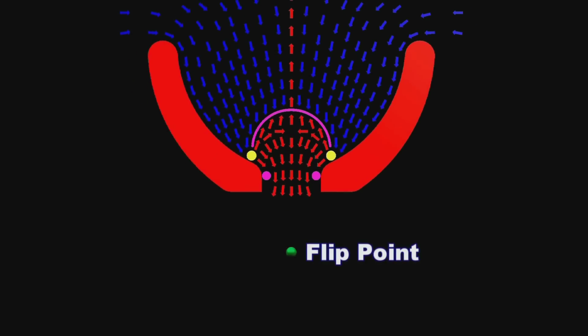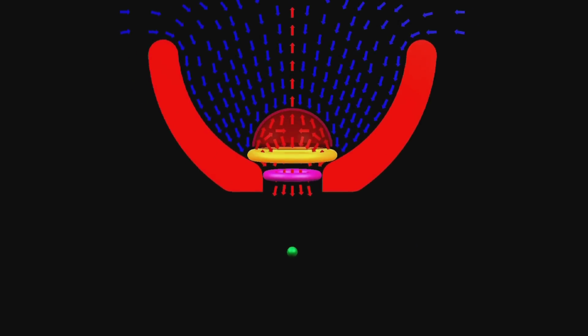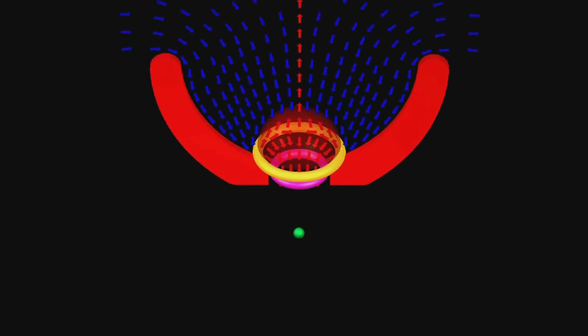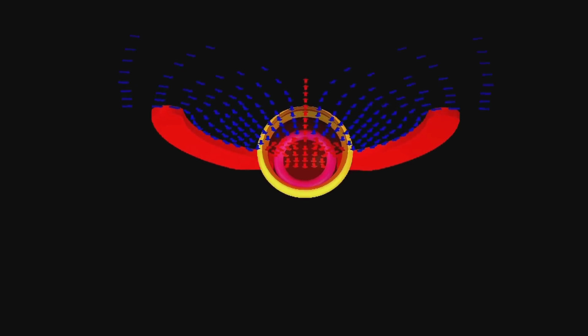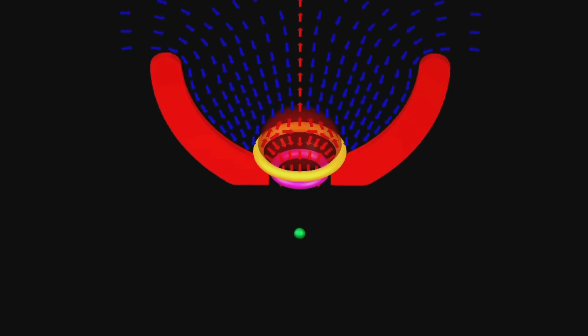Now we are going to take a look at another magnetic substructure that exists below the bottom of the magnetic bowl. I refer to this area as the flip point. The flip point is in line with the axis of the bowl.